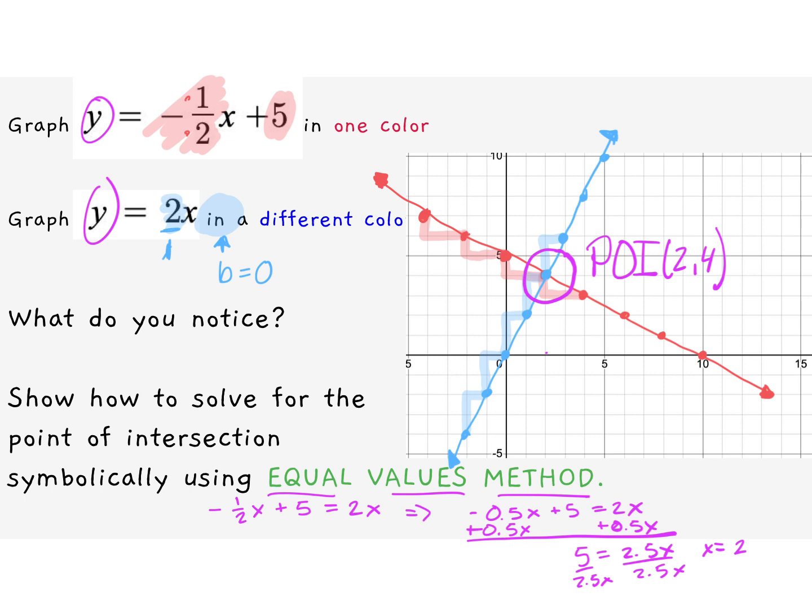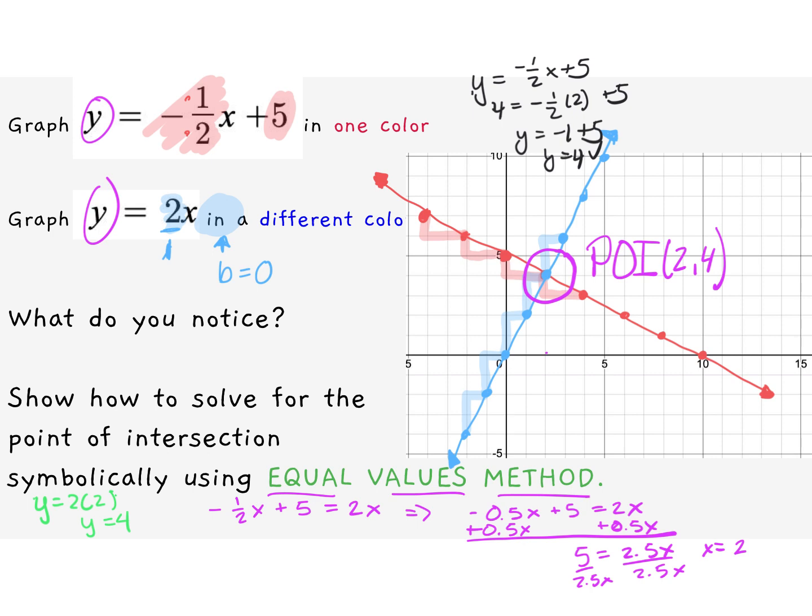I would use this equation. y is equal to 2 times 2, and then y is equal to 4, which is lovely because that's what we thought it was. And then lastly, you would do your check with the other equation. So y is equal to negative 1/2 x plus 5, and we would have 4 is equal to negative 1/2 times 2 plus 5. So y is equal to negative 1 plus 5, and y is equal to 4. And that's how you check using the equal values method.